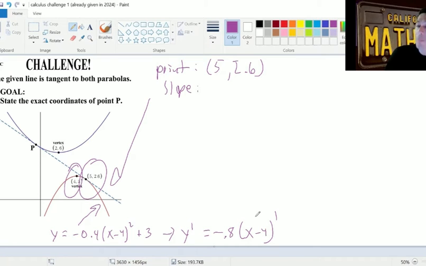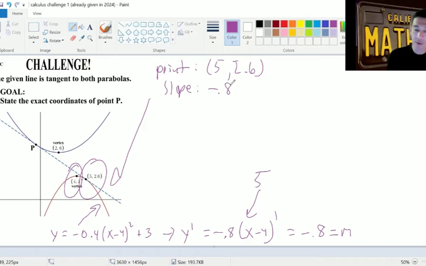To find your slope, just tell the derivative where you are. We are at x equals 5. So take 5 and plug it in for x there. 5 minus 4 is 1. 1 to the power of 1 is 1. 1 times negative 0.8 would be negative 0.8. So that is the slope m of the line.